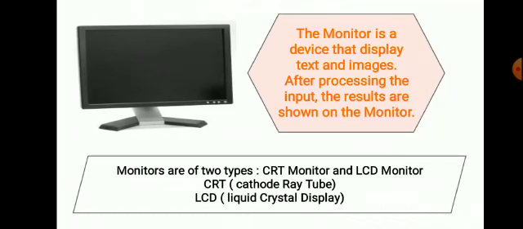First is the monitor. The monitor is a device that displays text and images. After processing the input, the results are shown on the monitor. Monitors are of two types, CRT monitor and LCD monitor. CRT, cathode ray tube, and LCD, liquid crystal display. LCD monitors are thinner, lighter, and consume less electricity. That's why LCD monitors are popular these days.